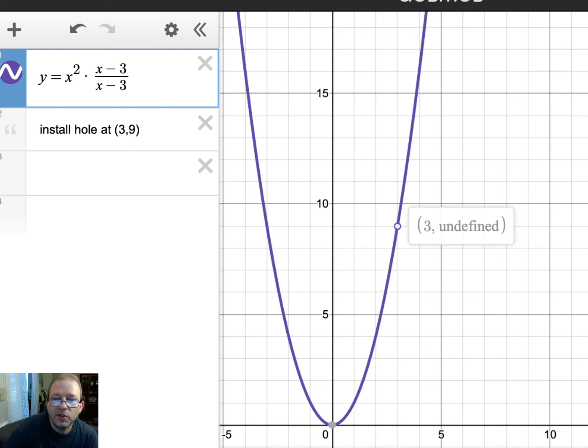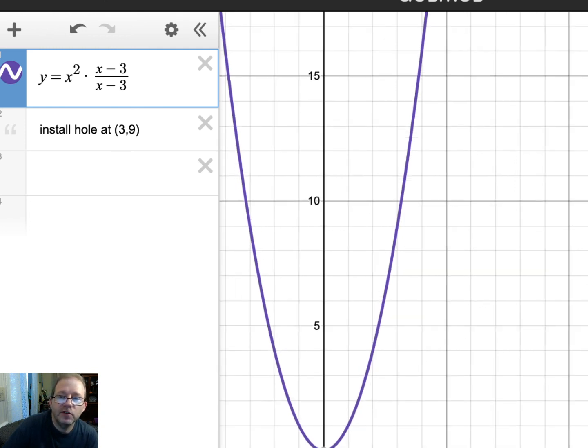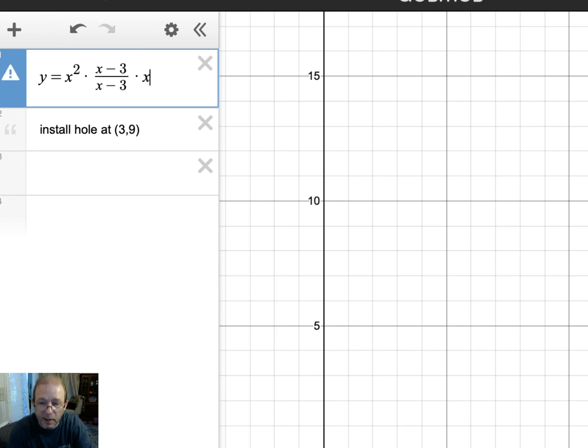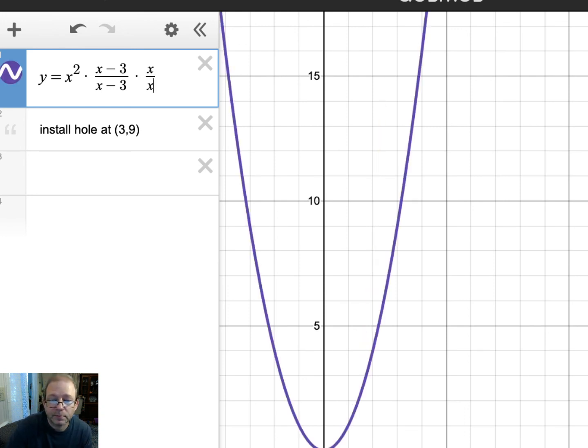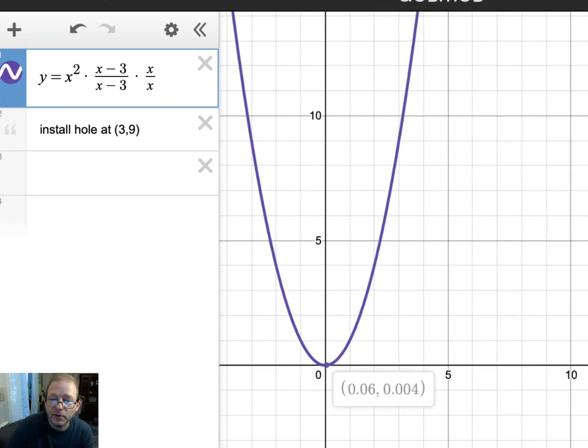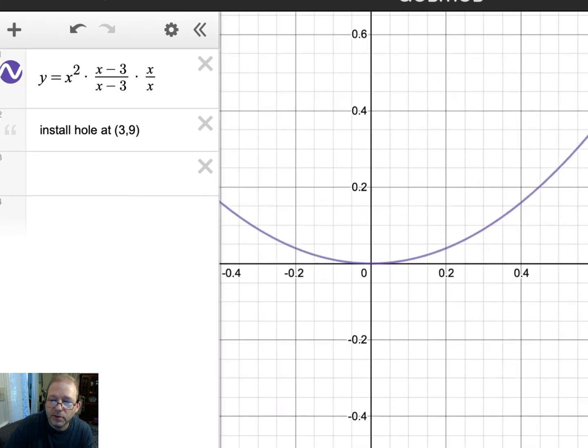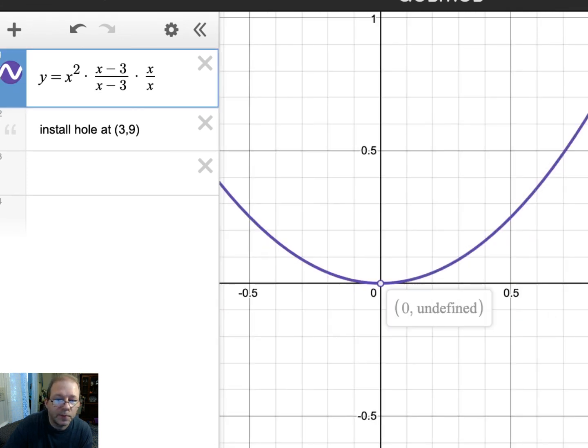So if you want to install a hole in a function, all you've got to do is whatever the x coordinate is, you multiply x minus that over x minus that and install a hole. If we wanted to install a hole at the origin, we just go ahead and multiply this by x over x. And now this graph also has a hole at the origin. Of course, to see it, I need to be able to click on it. There we go. 0 undefined.